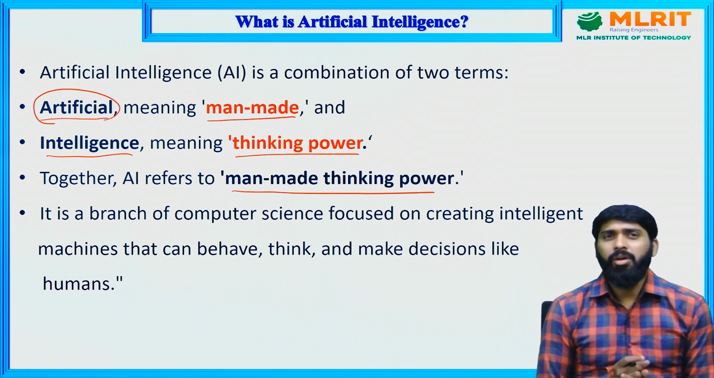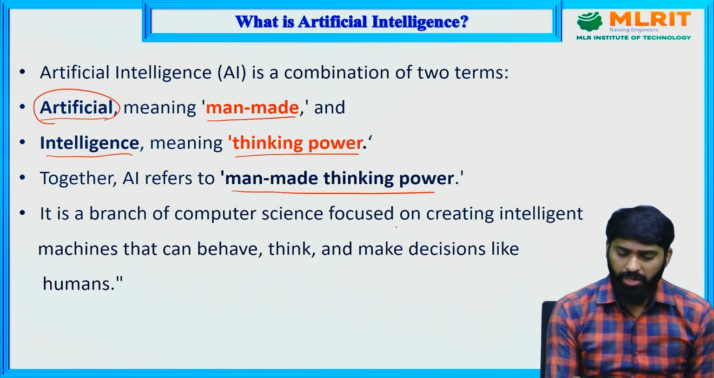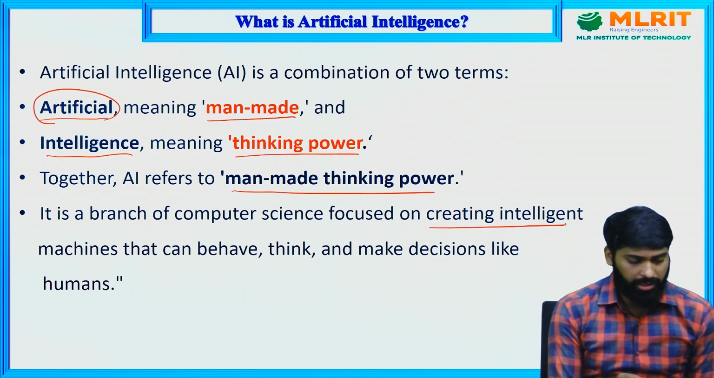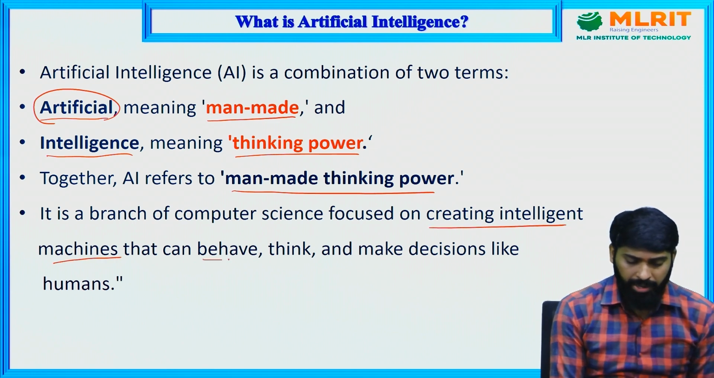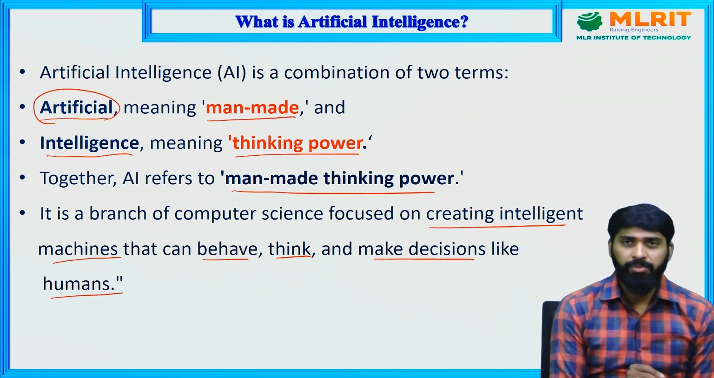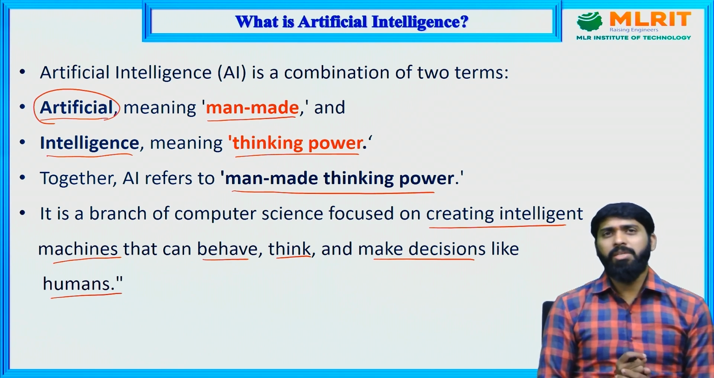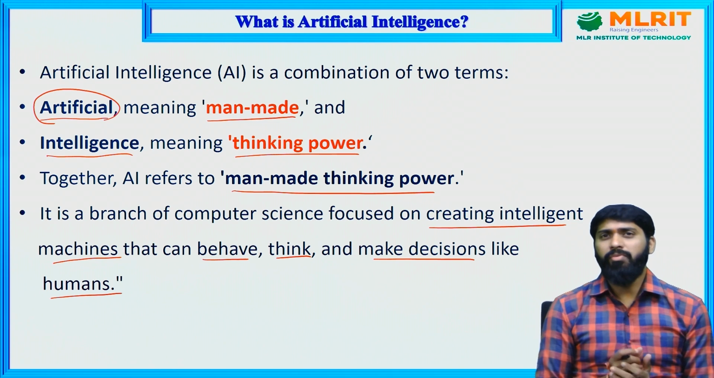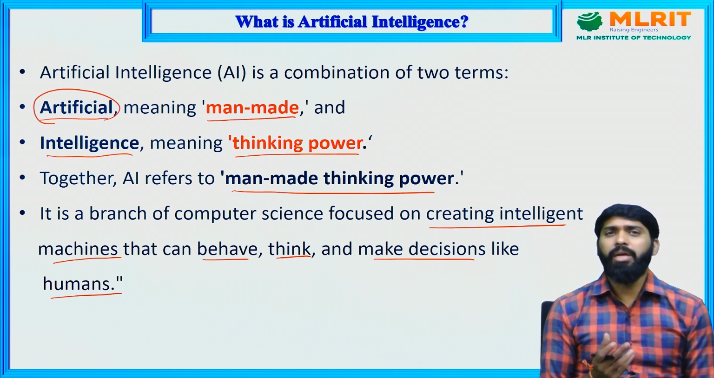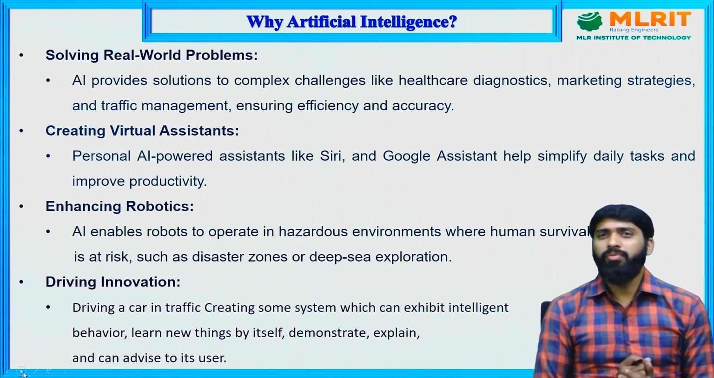Now coming to the definition, it's a branch of computer science focused on creating intelligent machines that can behave, think, and make decisions like humans. So this is the definition of artificial intelligence. Artificial intelligence means man-made thinking power. It is a branch of computer science that creates intelligent machines that can behave, think, and make decisions like humans.